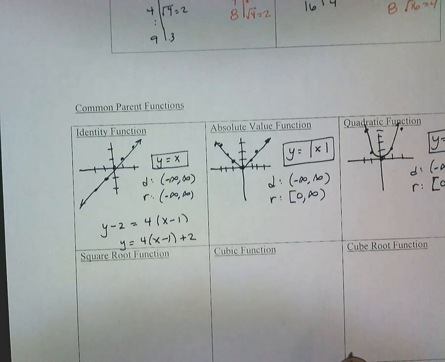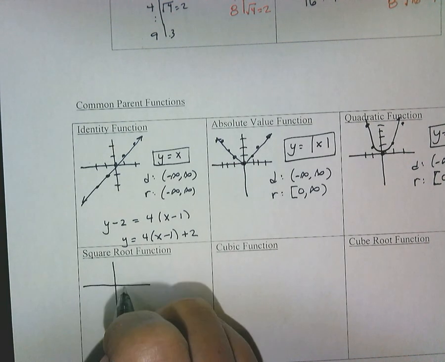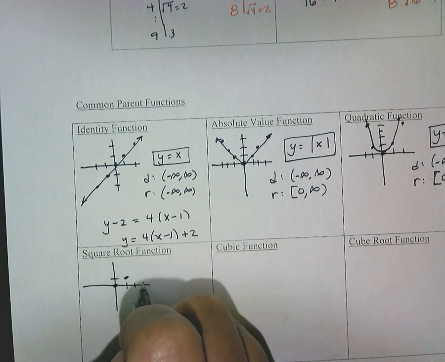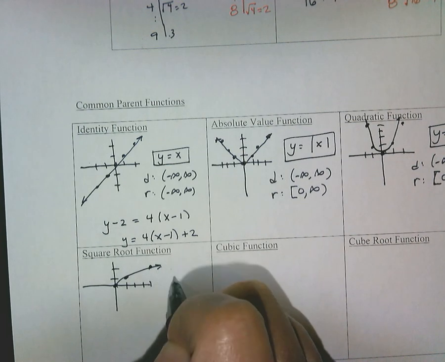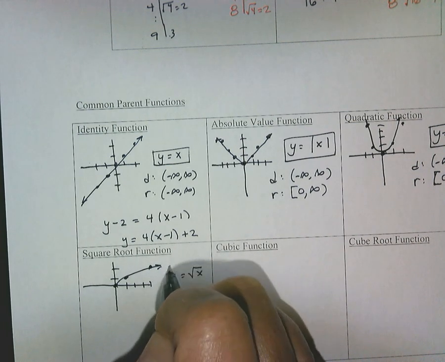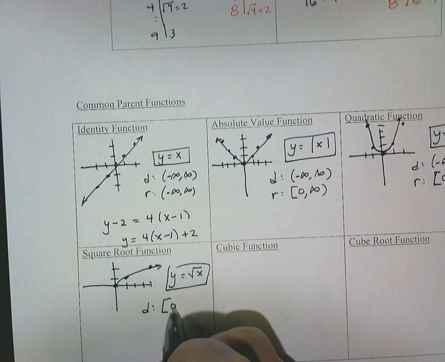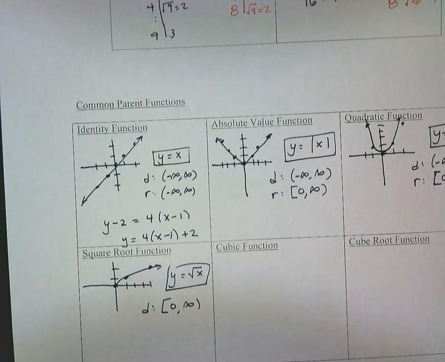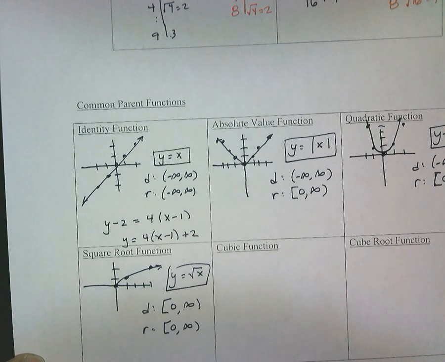My favorite, the square root function. So y equals the square root of x. My domain starts at 0, including 0, and keeps going towards infinity. And my range is the same thing as my domain.